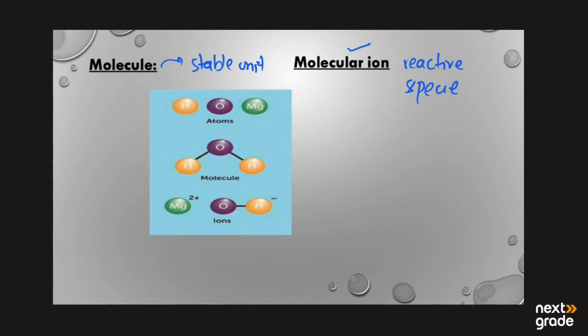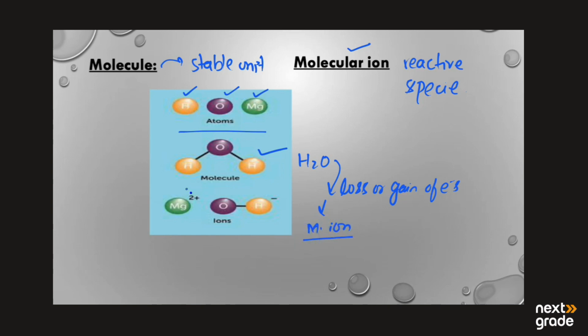Here in this picture you can see that we have hydrogen, oxygen and magnesium. These are the atoms. When these atoms combine, they form molecules like H2O. And when these molecules undergo the loss or the gain of electrons, they form molecular ions.